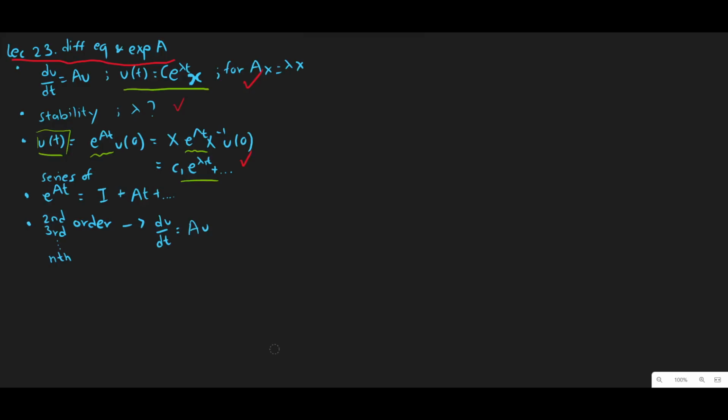Hello, so this is the fifth part of lecture 23 review, differential equation and exponential of A. So we have discussed how to express e to the power of matrix At in terms of this infinite series. And now let's discuss the last one, which is also important to explain: how to transform the nth order equation to this form of du/dt equals Au.